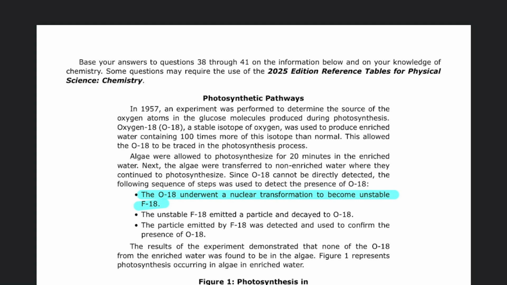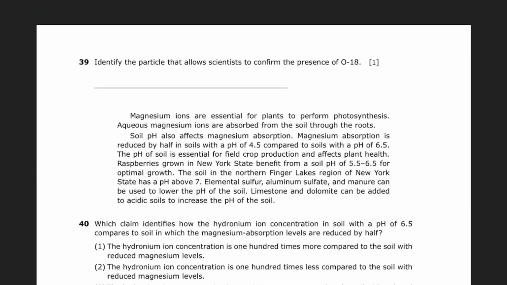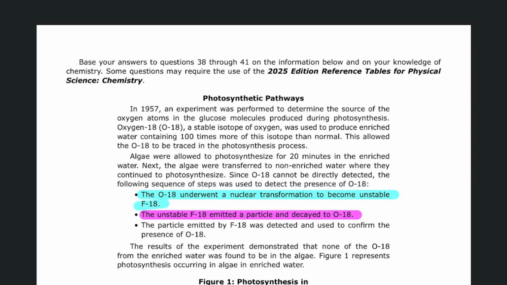So there is a particle that's emitted as we are taking F18 and decaying it to oxygen 18. Right? This is noted in the second bullet point. And then it's saying that the particle emitted by the F18 was detected and used to confirm the presence of oxygen 18, right? And then this question is just asking us, what is the particle? So we've got to write a nuclear equation here.